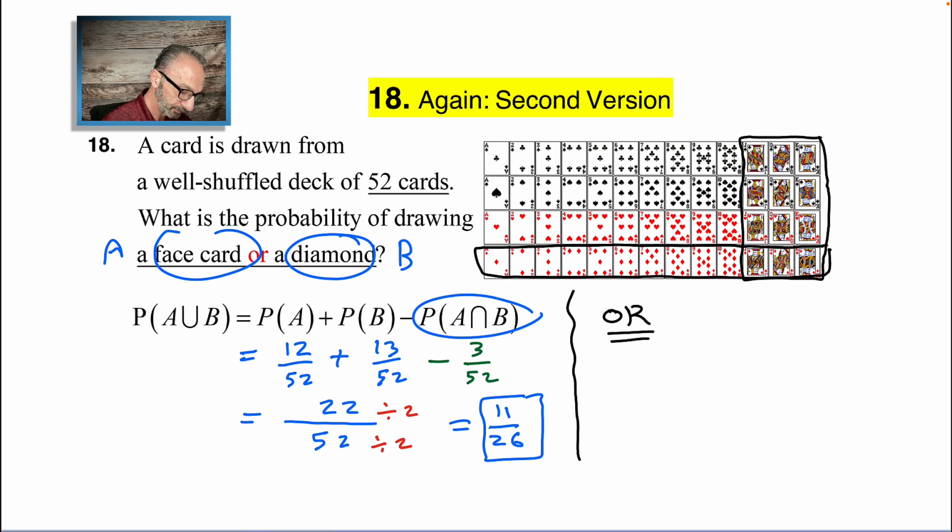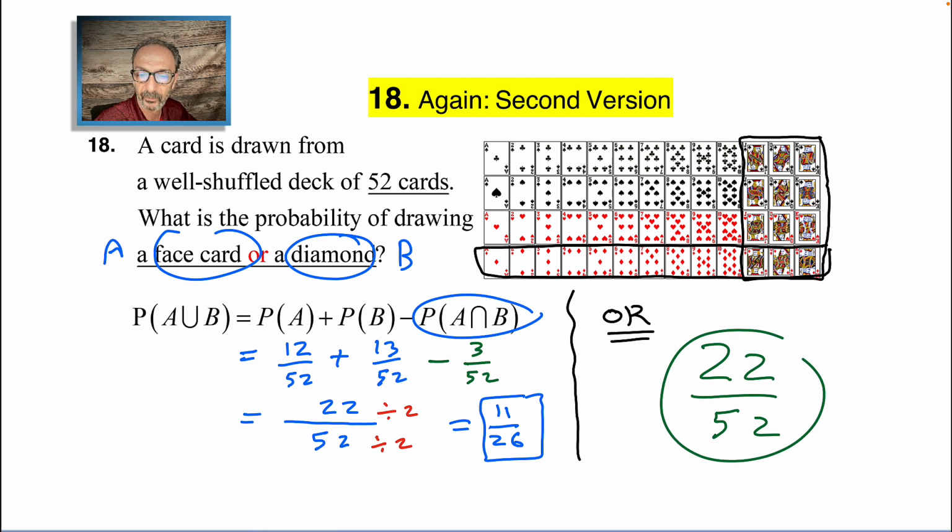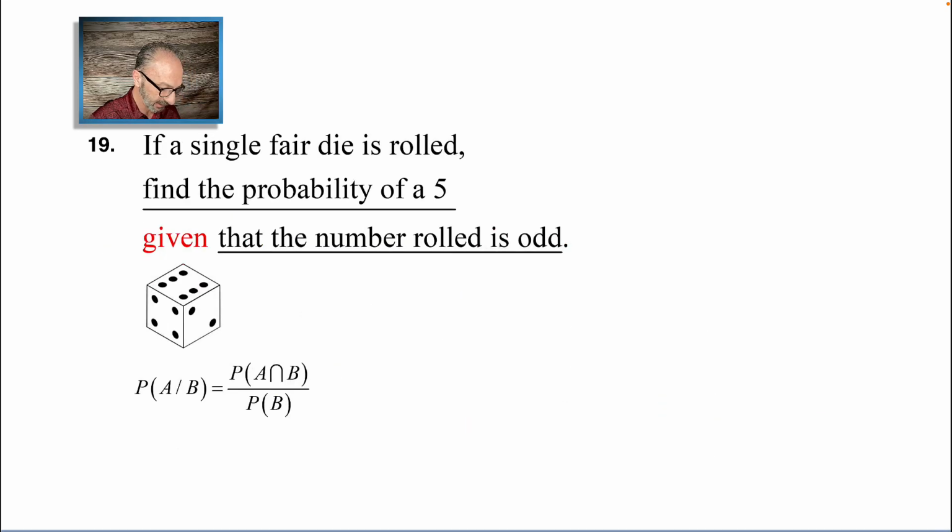Let's count them. So if I count them, here we go. 1, 2, 3, 4, 5, 6, 7, 8, 9, 10, 11, 12, 13, 14, 15, 16, 17, 18, 19, 20, 21, 22. 22 over 52, just by counting them. And that is 22 over 52. We're almost there, 19 and 20.